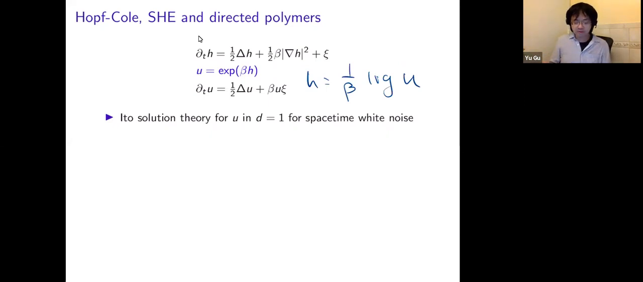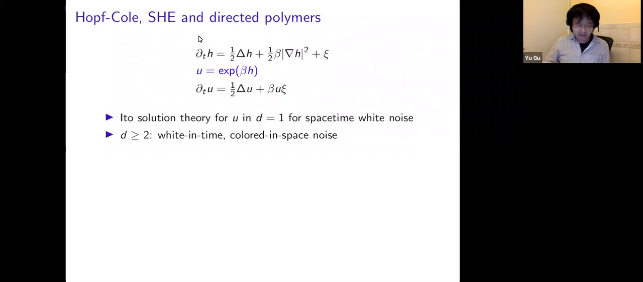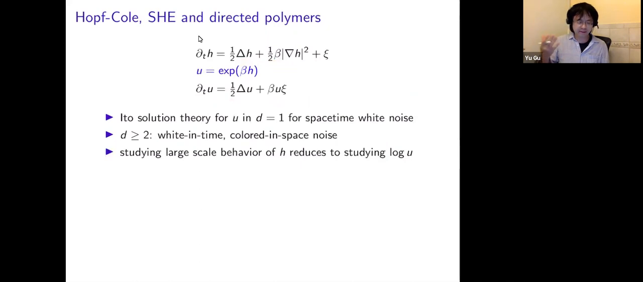For our purpose, we'll just study this equation, and then look at log of u. In high dimensions, I can just assume that the noise is white in time and smooth in space. Then there's no problem with making sense of this equation and this equation, because both u and h will be smooth in space, so the derivative makes sense. As I mentioned, studying the large scale behavior of h reduces to studying log of u. This is how we approach this problem. We don't directly study h because, as I mentioned, for the 1+1 spacetime white noise case you have this truly singular SPDE, and we want to avoid dealing with that, so we'll just study log of u.